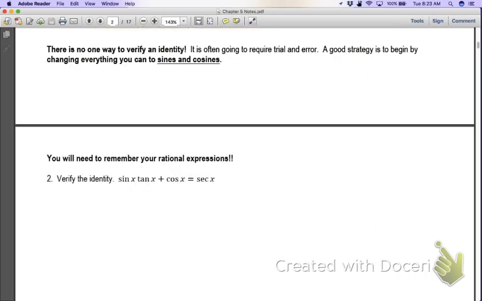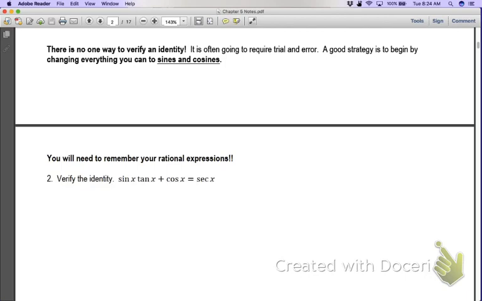The one thing here at the bottom basically says there's no one way to verify the identity. We already kind of talked about that. You can go a lot of different directions or routes. Sometimes it could be trial and error. But a good strategy is to try to change anything you have into sines and cosines. Those are going to be your best bet because you can always write any of your 6 main functions in terms of sine and cosine.